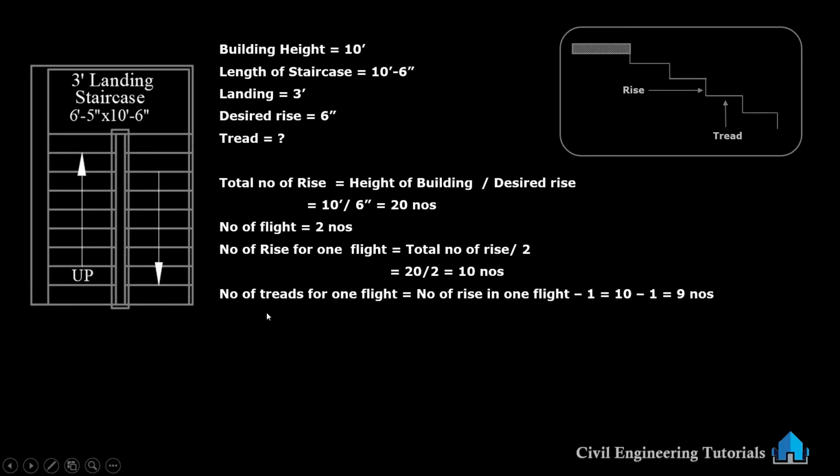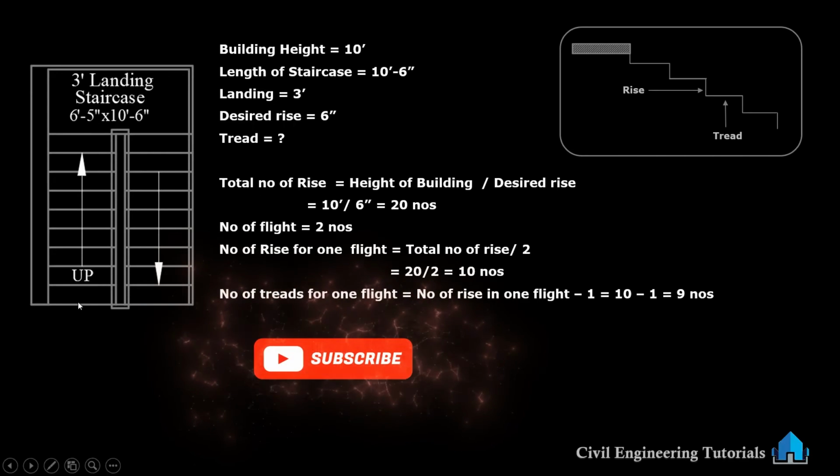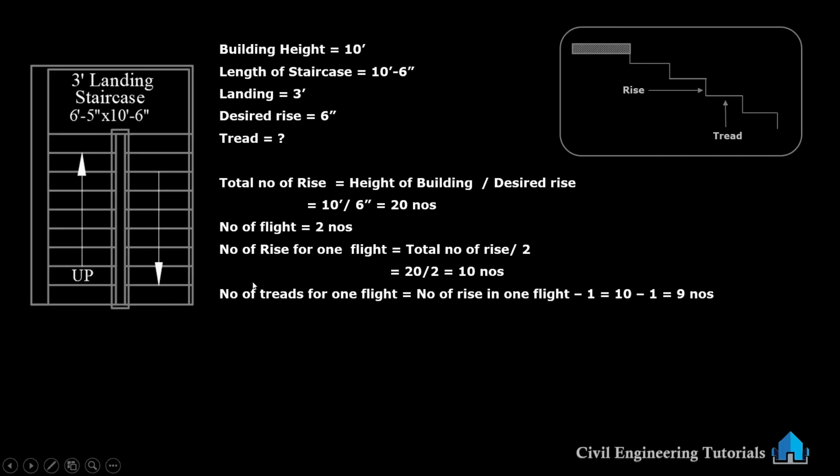But when we are calculating number of treads for one flight, we have to take from here to here. That will be 9 numbers. When we calculate total number of treads for total staircase, in that case, 20 minus 1. In that case, we have to assume landing also as a tread. So most of the students get confused with this. Like when we are calculating total number of treads for the total staircase, why are we getting 19, but when we are calculating number of treads for one flight, how is it coming 9 numbers? So this is due to the landing. I hope you understood.